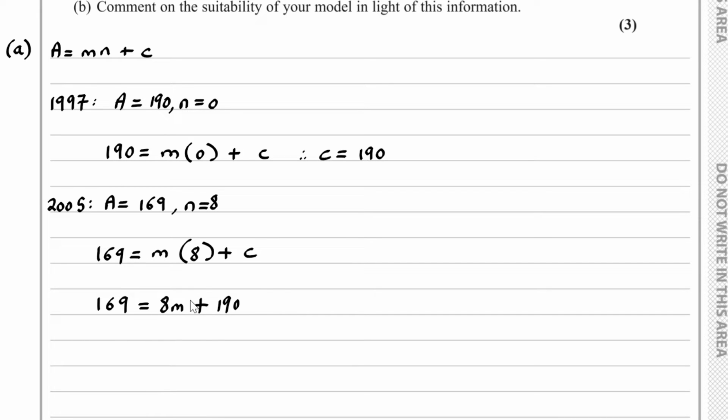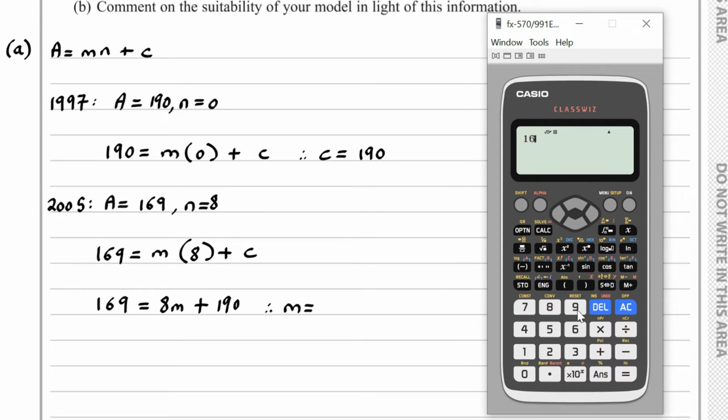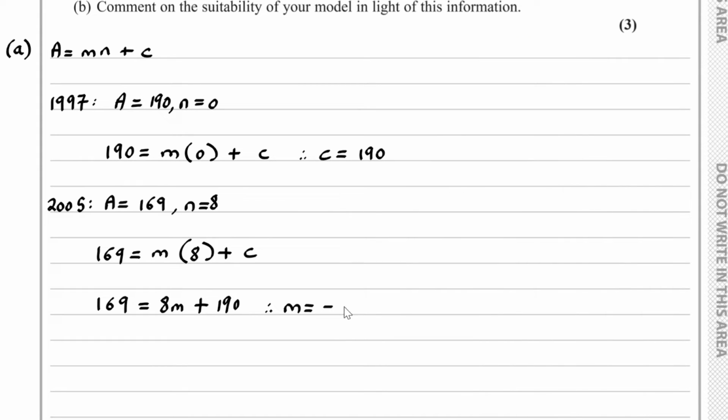We wish to find out what m is. Of course, m is going to equal 169 minus 190 divided by 8, which is minus 2.625. So we have m equal to minus 2.625. Okay, and knowing the value of m and c, we can therefore conclude A is equal to minus 2.625n plus 190.